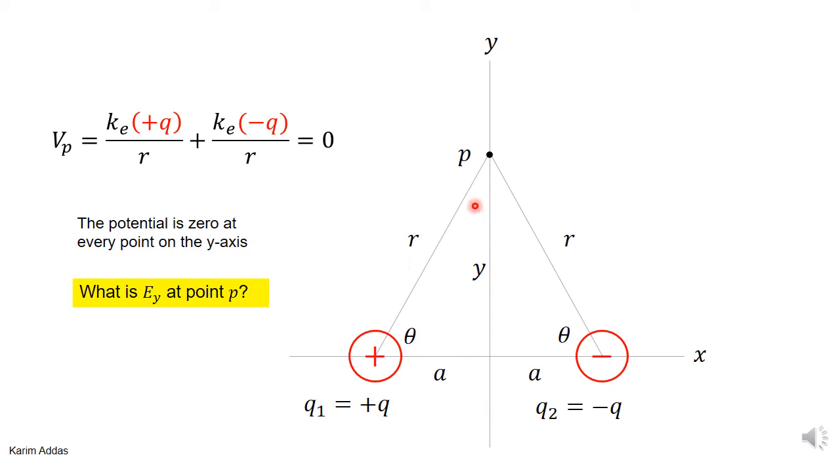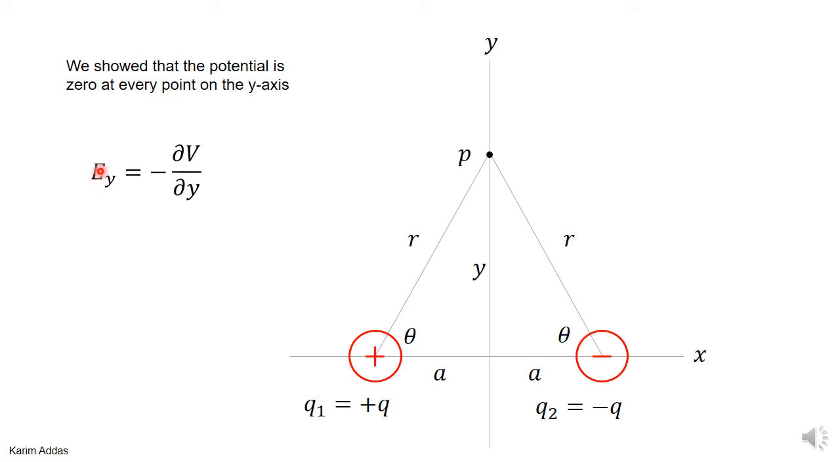So how does that help you get the y component of the electric field at point P? You know that the y component of the electric field is minus partial V by partial y. So the question is, how does the potential change when you move in the y direction? We showed just now that there's no change in the potential when you move in the y direction because the potential is 0 everywhere on the y-axis. So that means that E_y is 0. Do you see how, with the concept of potential, you can derive the electric field in a very simple and nice way?